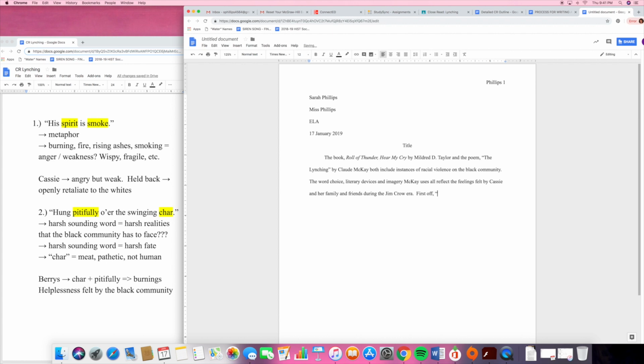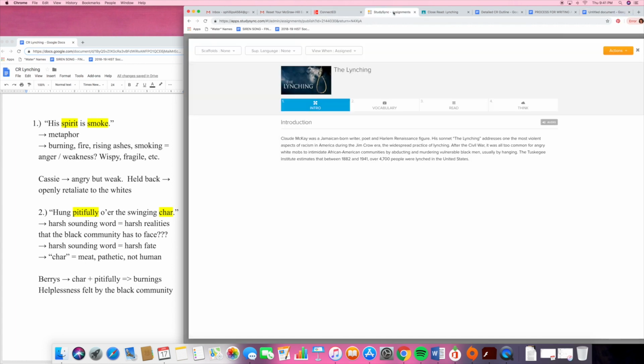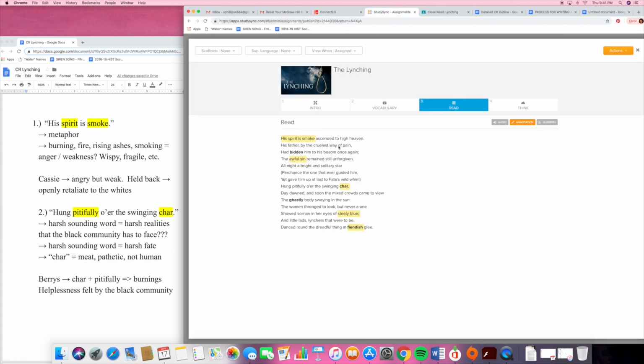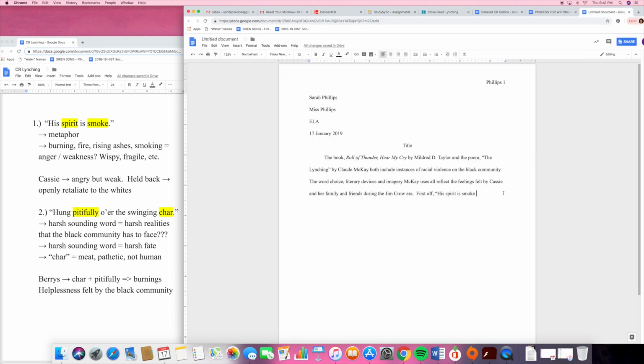The whole quote. "His spirit is smoke, ascended to high heaven." Okay. His spirit is smoke, ascended to high heaven. Quote, period. Don't put it before, do it after. Okay, and I just need to fill in the blank space here.